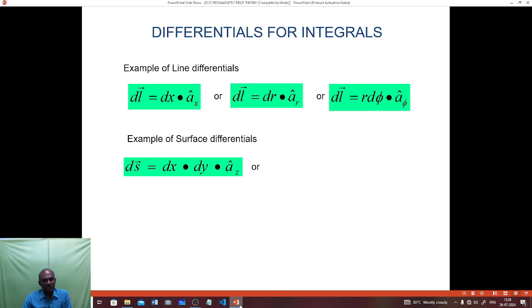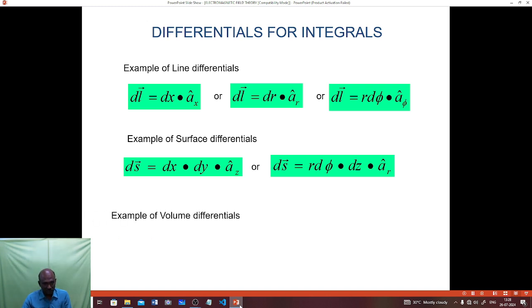Surface examples: ds, giving the area, is equal to dx dy with a unit vector perpendicular to both x and y, that is az. Then r d phi into dz, with the unit vector ar, the third vector, which is perpendicular to both phi and z. For volumes, dv equals dx dy dz, involving all the differential parameters in three directions, x, y and z.